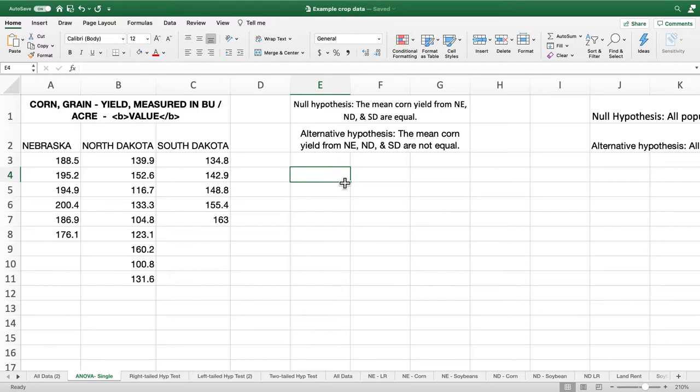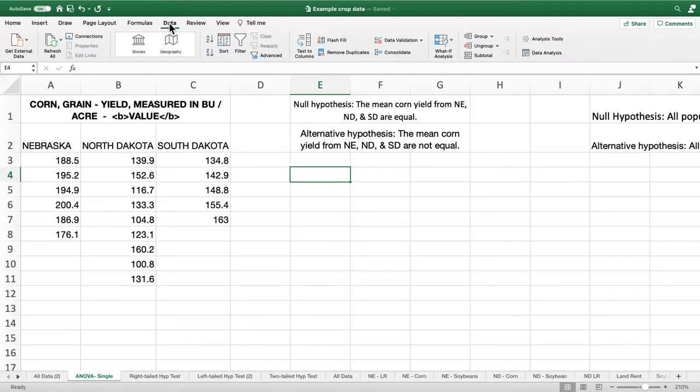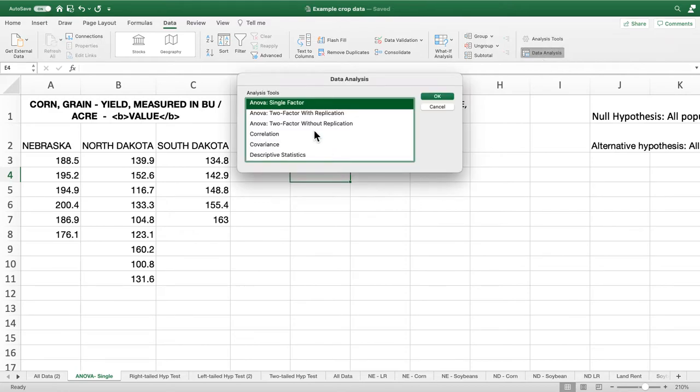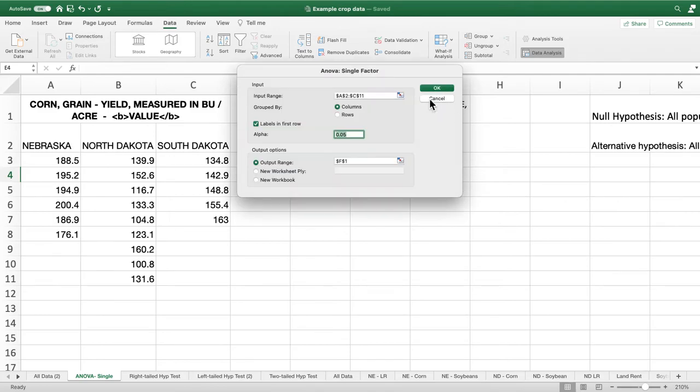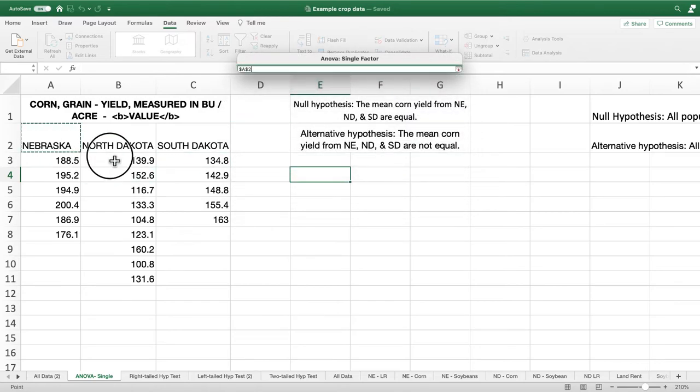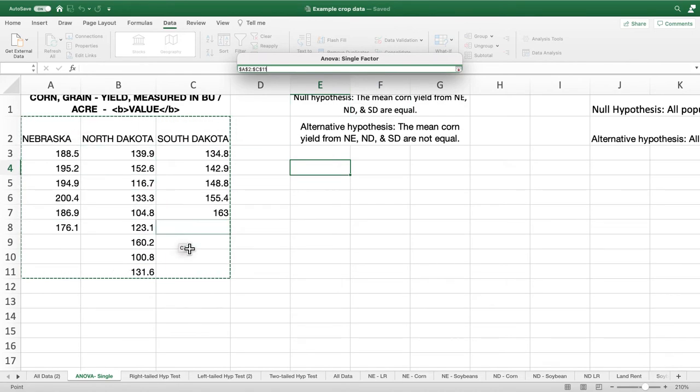To run the actual ANOVA, it's fairly simple. You go into that data package, data analysis. Again, if you have a PC, this looks a little different. The very first one is ANOVA single factor. Click OK. And what you're going to do is find your input range. For me, I'm going to start and go all the way down. Even if there are some blank cells here, that's okay. So we get A2 all the way down through C11.